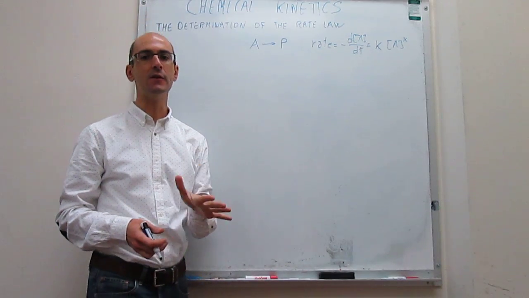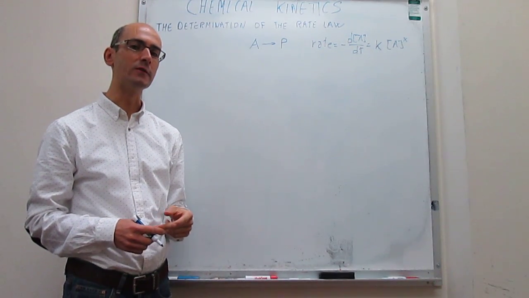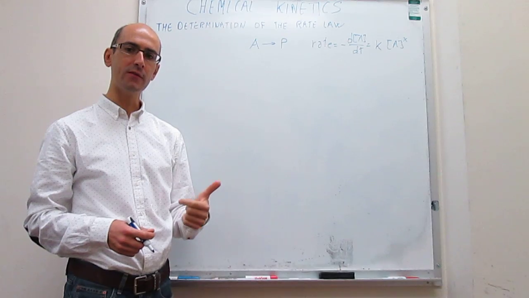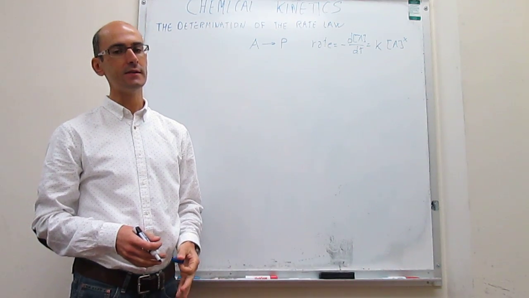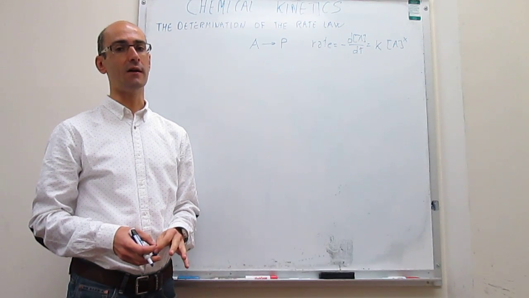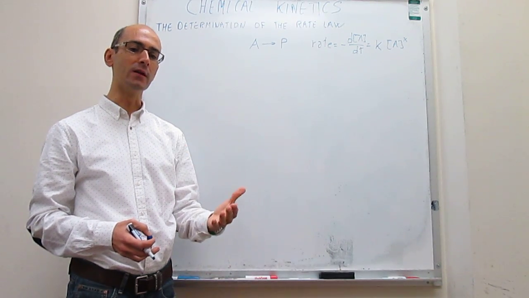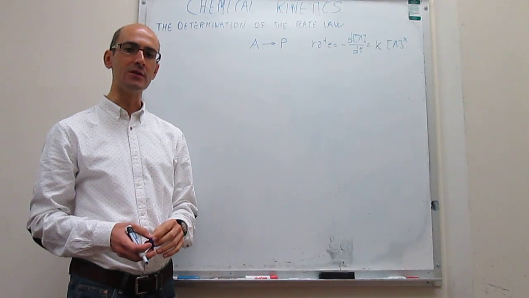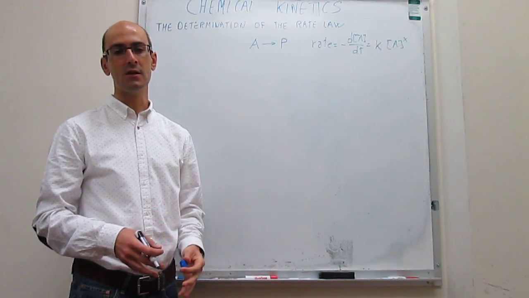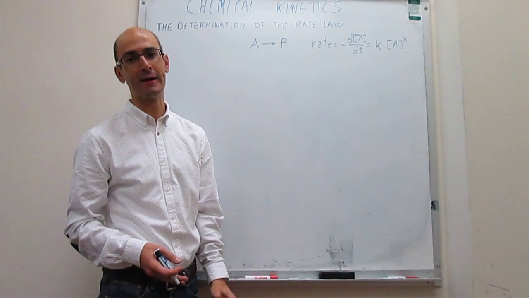Again, in this video we're going to see two methods to determine the rate law. First is the integration method, and then the half-life method. So what is the integration method? The integration method simply consists of using the integrated rate laws to see if the variation of the concentration of reagent as a function of time matches with what we know for a given order.